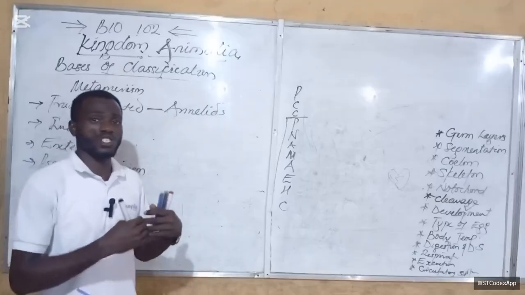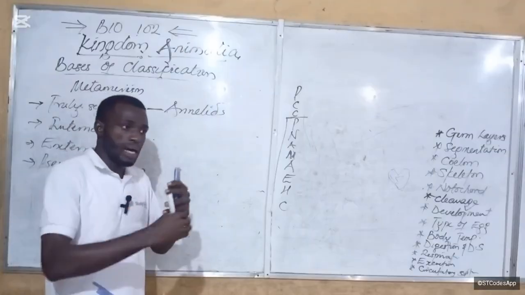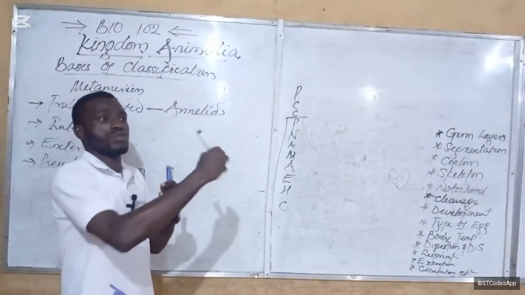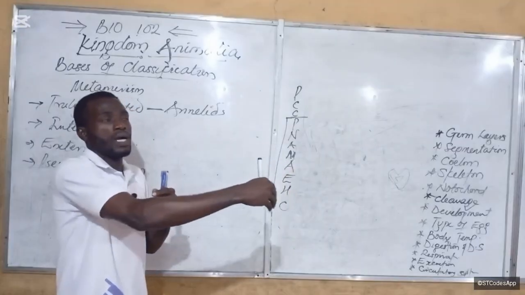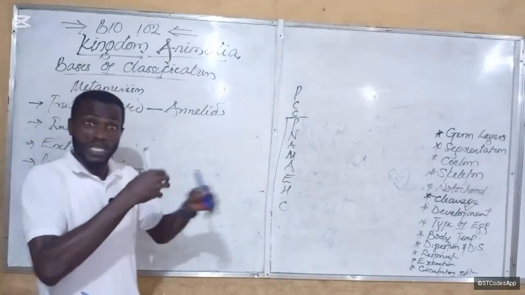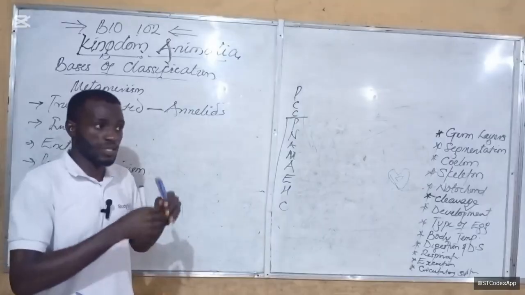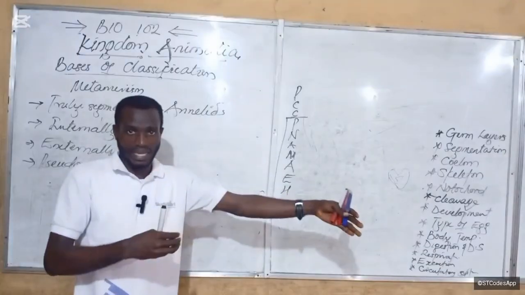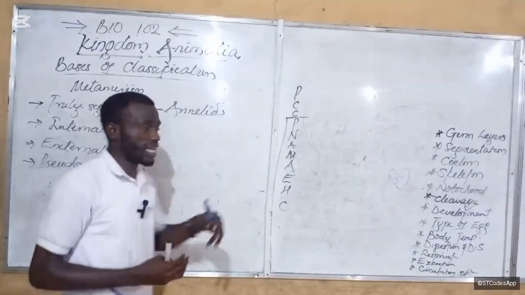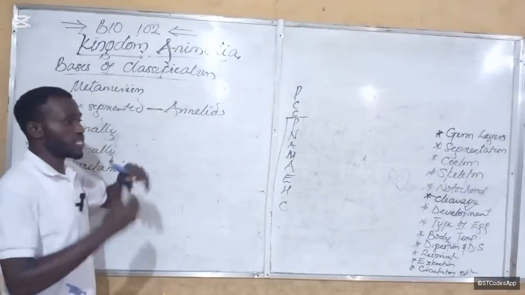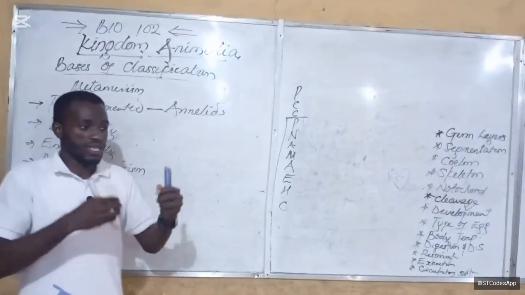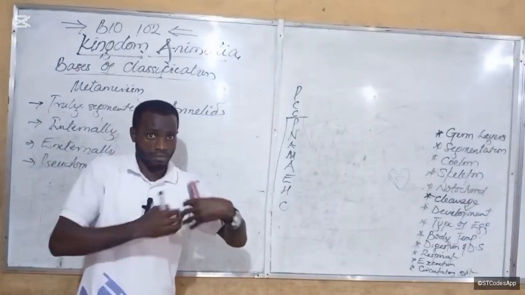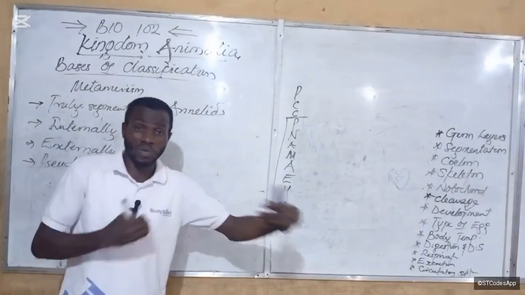Remember I said segmentation simply means what? Repeated portions. The body is separated into different repeated portions, such that each body part has the same repeating units. Yes, that's what we'll say, repeating units. And those repeating units give rise to an elongated body, elongated body parts.